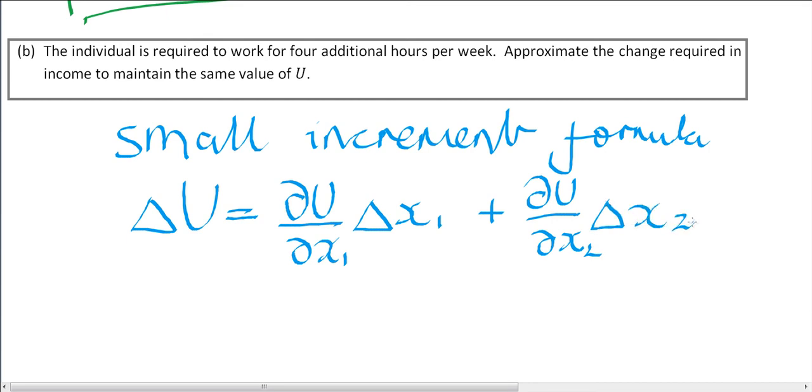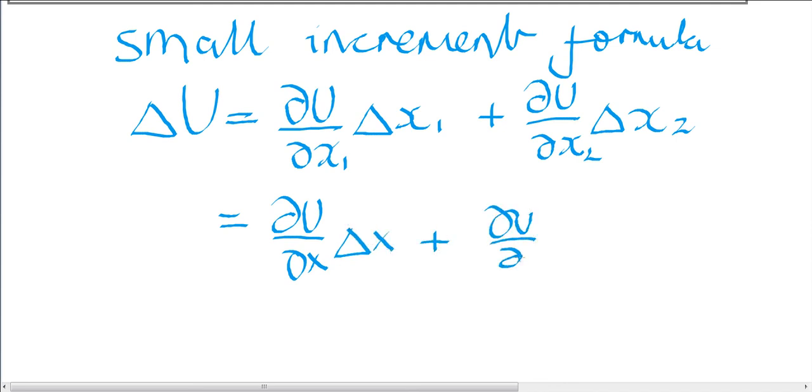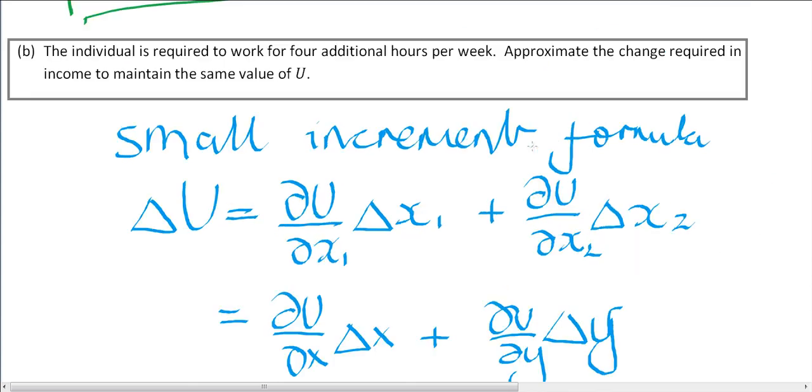Now, if you rename the variables x1 and x2 to x and y, then you can just rewrite that yourself. That would be del u del x by the change in x plus del u del y by the change in y. Again, you don't have to rename them. It just might make life a little bit easier. Okay, so what has happened? The individual is required to work for 4 additional hours per week.